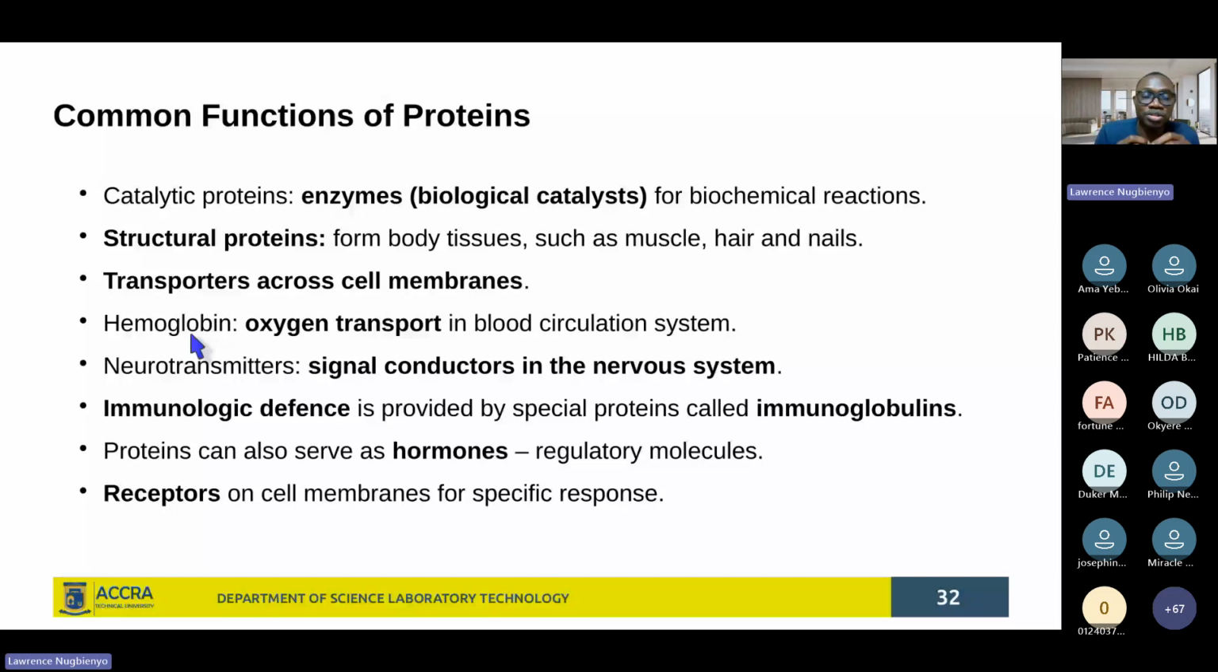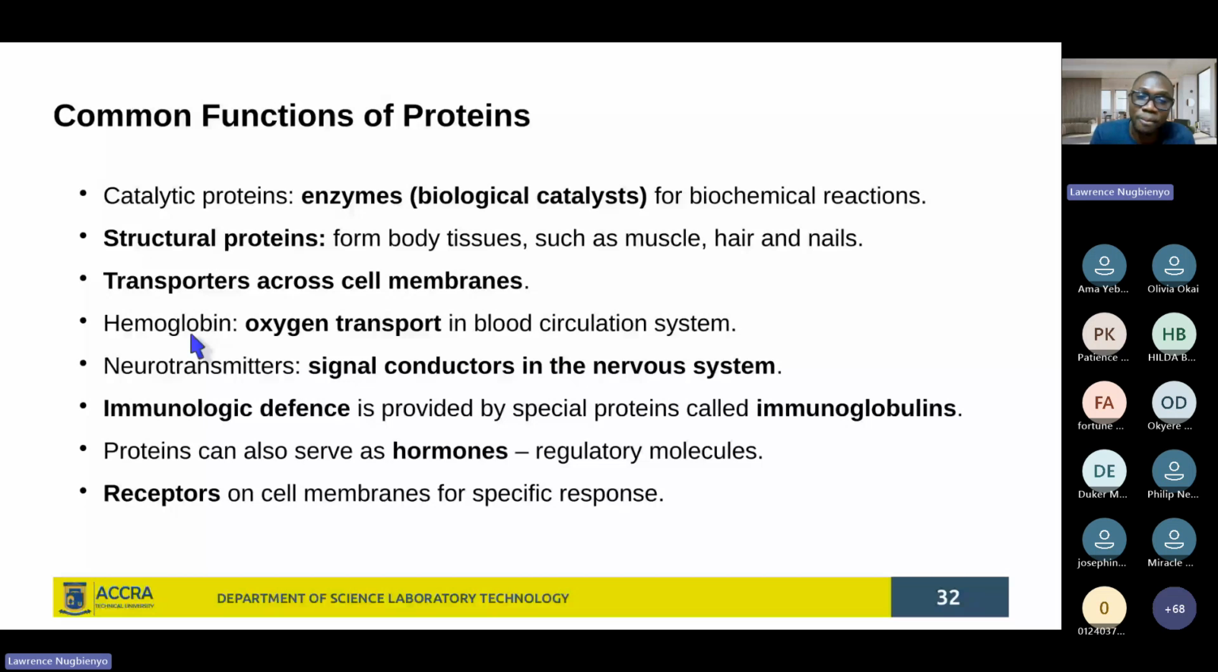Or you refer to what we say immunoglobulins. What are immunoglobulins really is, they are white blood cells. These are involved in immunologic defense, the immune system. We can also have proteins, say we have some peptide hormones. So proteins as hormones, which are involved in the regulation of biochemical processes.